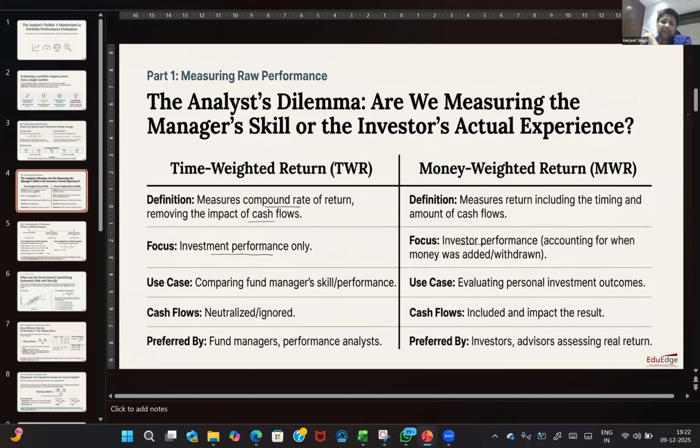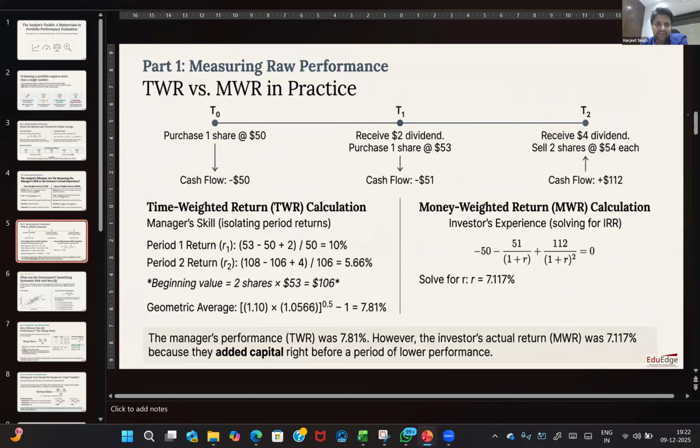And it accounts for when the money is added or withdrawn. Timing of cash flows is important. So cash flows are included and impact the result heavily. Okay, so let's see the difference on the next slide.